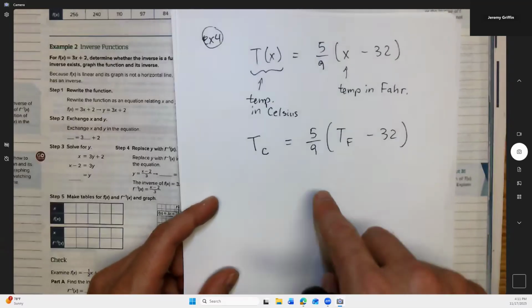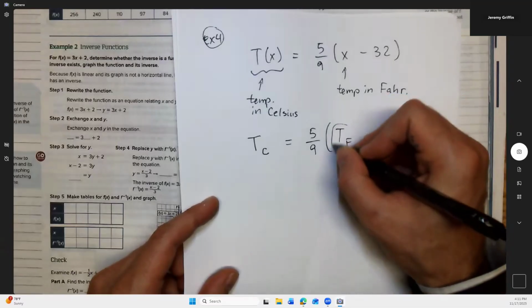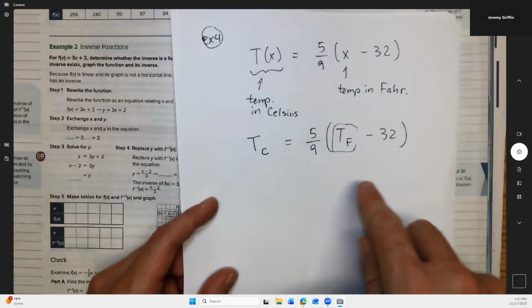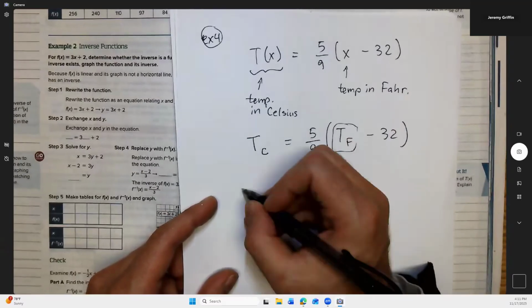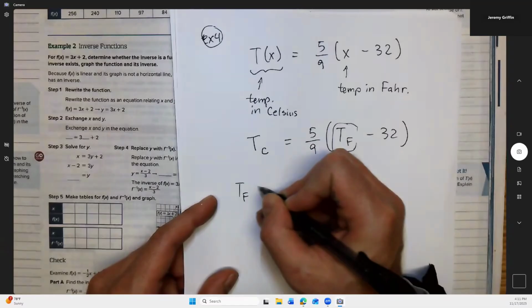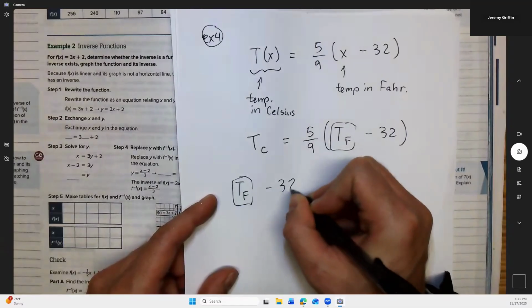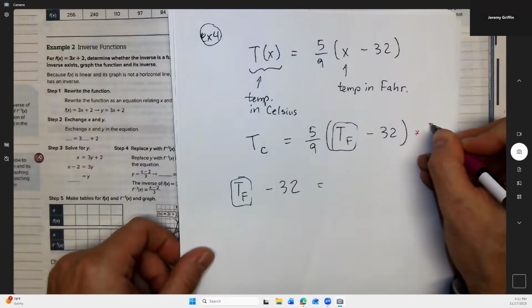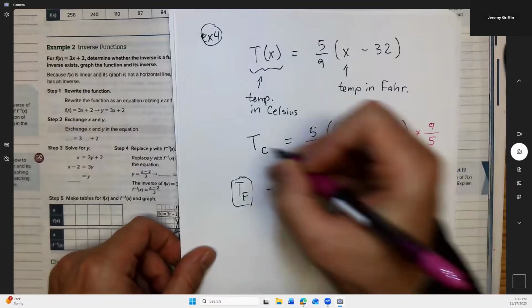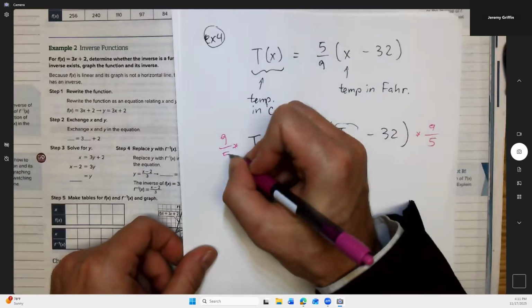Now, what if I want to solve for the temperature in Fahrenheit, right? So I can just do that. So multiply both sides by 9/5. So temperature Fahrenheit we're solving for minus 32. I'm going to multiply both sides. Here, I'll write that in pink. Times 9/5 on this side, times 9/5 on this side.